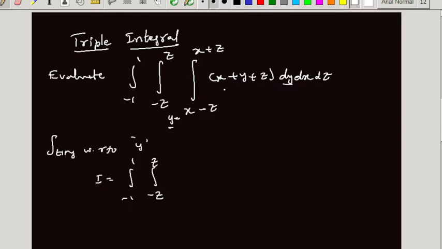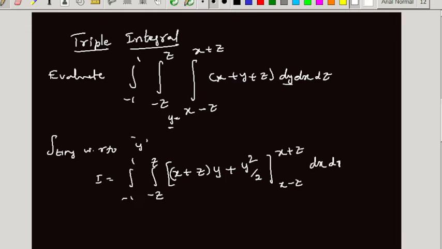Here all other elements are constant except y. So here x is constant, plus z also constant. The integration of x plus z is x plus z into y, plus y is y square by 2. The limit is x minus z to x plus z, integrating with respect to x and z.